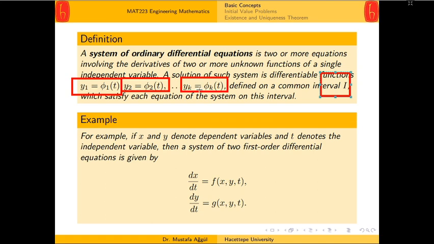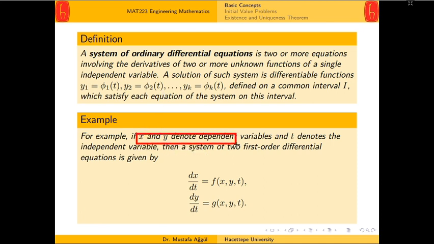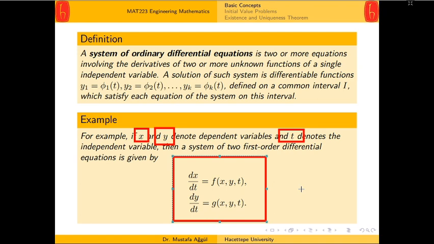An example: if x and y denote dependent variables and t denotes the independent variable. So x is an unknown function now, y is also an unknown function, and t is the independent variable. Then we say this is a system of ordinary differential equations. Why is this so? Because we have two unknowns, x and y, and t is the only independent variable. So this is a system of ordinary differential equations.